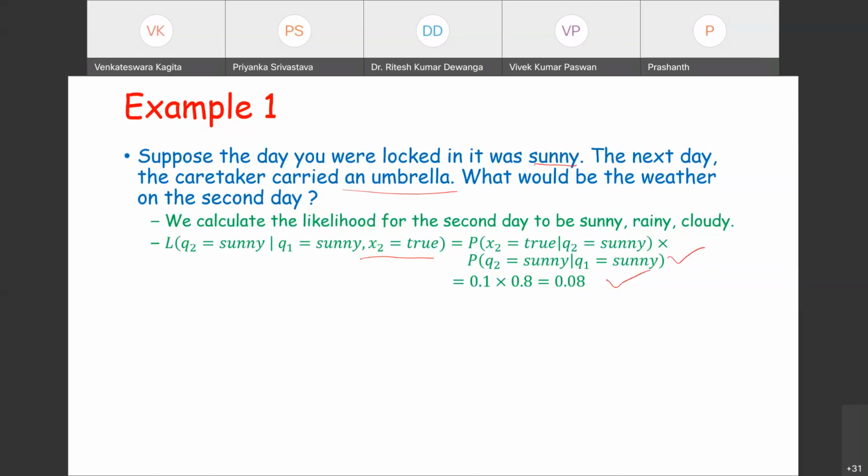Similarly, can you compute the likelihood of cloudy and the likelihood of rainy? Try one. Find out the likelihood of rain, given Q1 equal to sunny and X2 equal to true. What is the likelihood of rain?